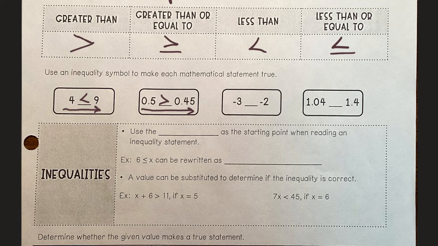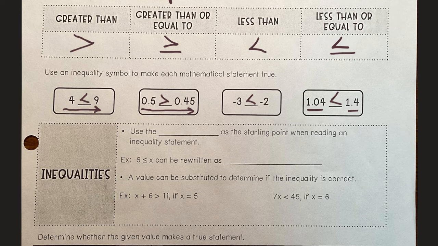Okay, -3 is less than -2. Remember, the bigger the negative number, the smaller the value. And then 1.04 is also less than 1.4. You'd rather have $1.40 over here versus $1.04. Right? This one has the bigger value. So $1.04 is less than $1.40. Okay, let's get into our vocab box here.